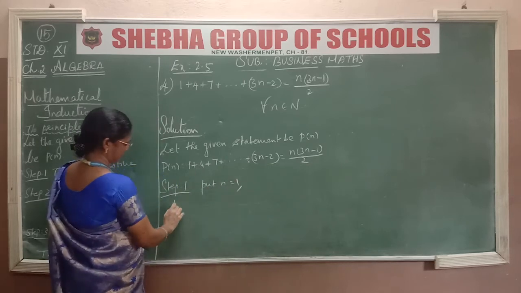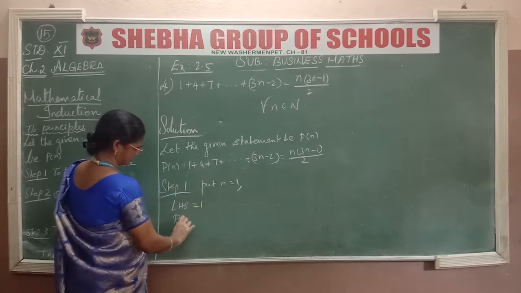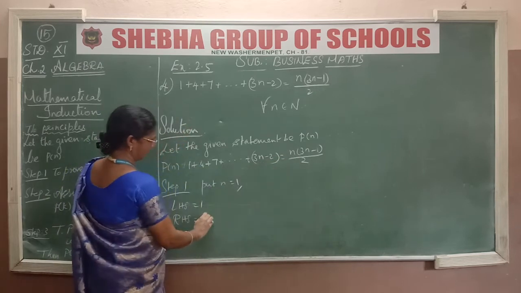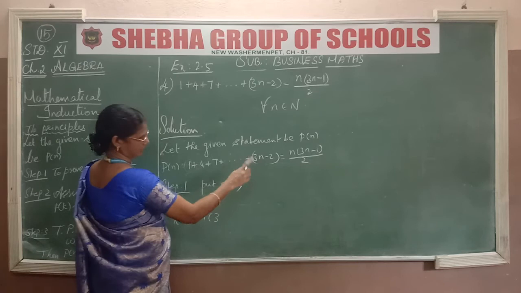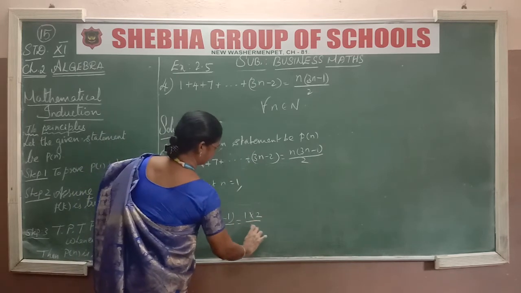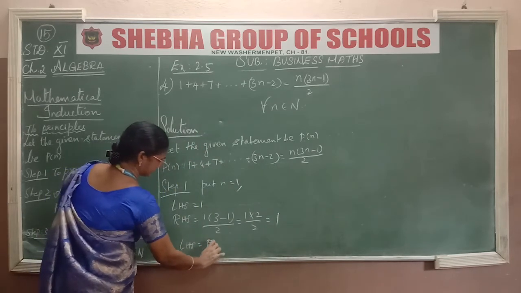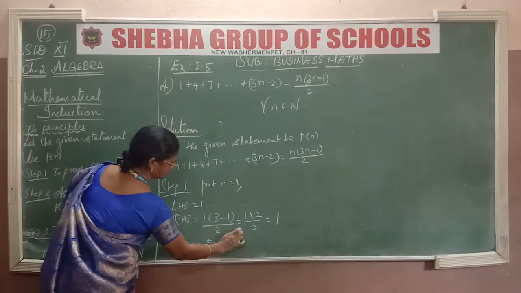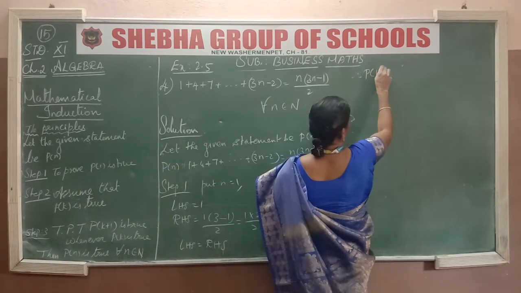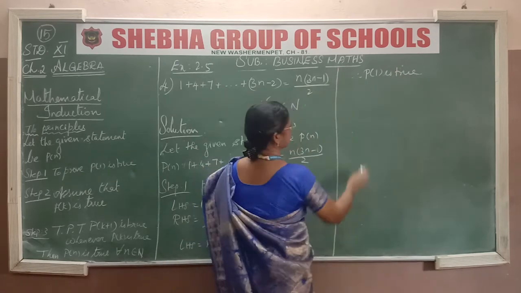Okay. So our left hand side is the first term only, and for the right hand side we substitute n equal to 1 here. So 1 into 3 into 1, 3 minus 1 by 2. So 1 into 2 by 2 equal to 1. So LHS equal to RHS equal to 1. Therefore P of 1 is true. So we proved the first step.